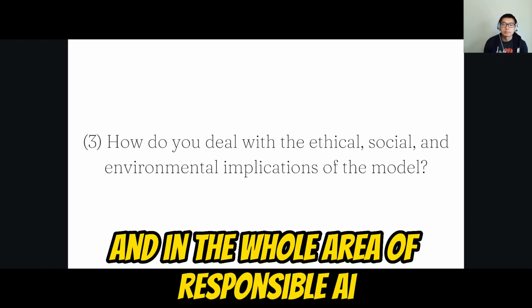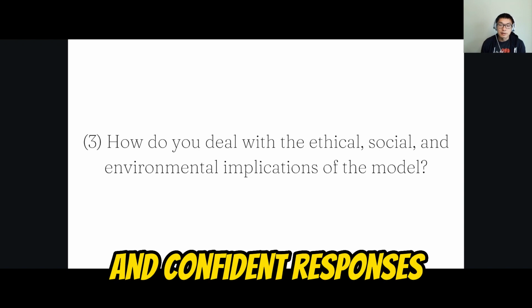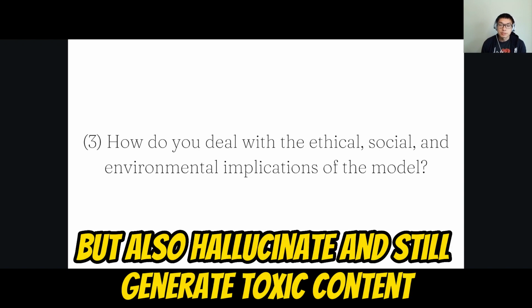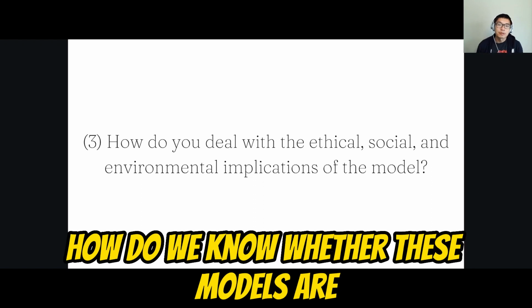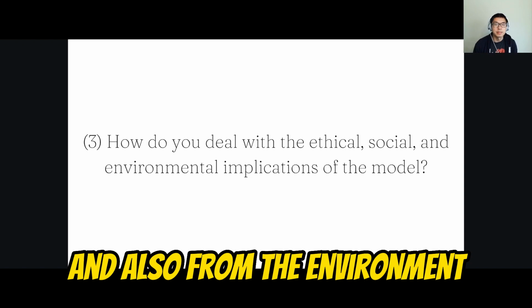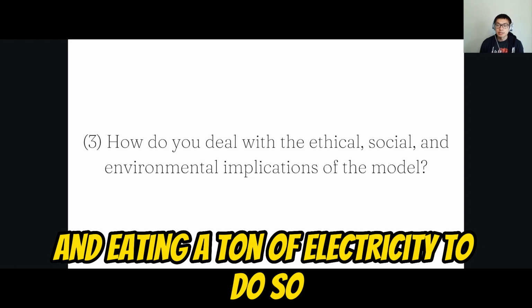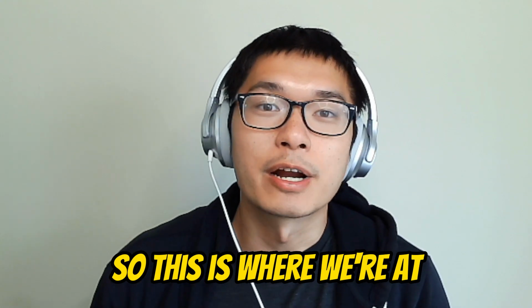And in the whole area of responsible AI, where these models can output very sensical and confident responses, but also hallucinate and still generate toxic content, how do we know whether these models are truly aligned with human values? And also from the environment. These models are power hungry. They're consuming lots and lots of GPU compute cycles and eating a ton of electricity to do so. So this is where we're at.